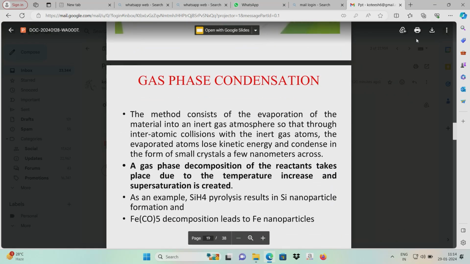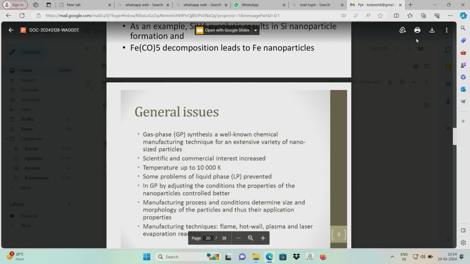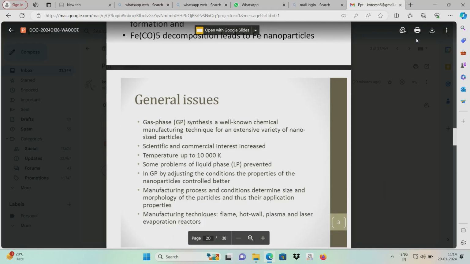Now here we have some other methods like gas phase condensation. In gas phase condensation, the reaction takes place due to the temperature increase and supersaturation is created. For example, we take iron nanoparticles here, but here also we come across some general issues. We need to maintain a temperature of 10,000 Kelvin, and some problems in the liquid phase are prevented, but in gas phase condensation the properties of the nanomaterials cannot be controlled as much as possible in our lab itself.